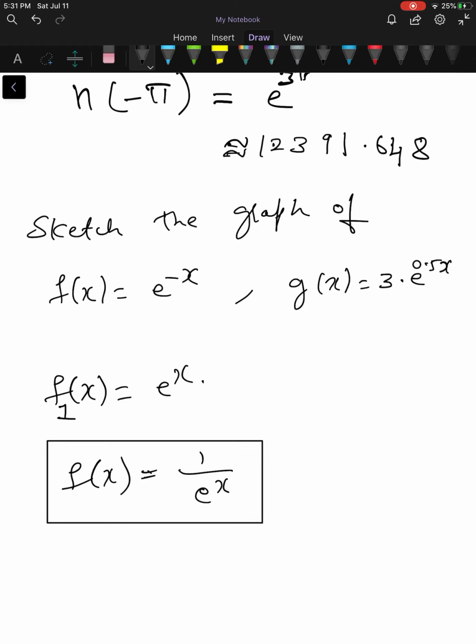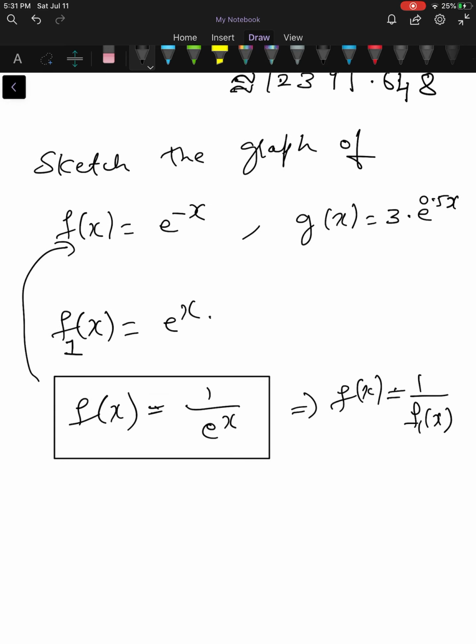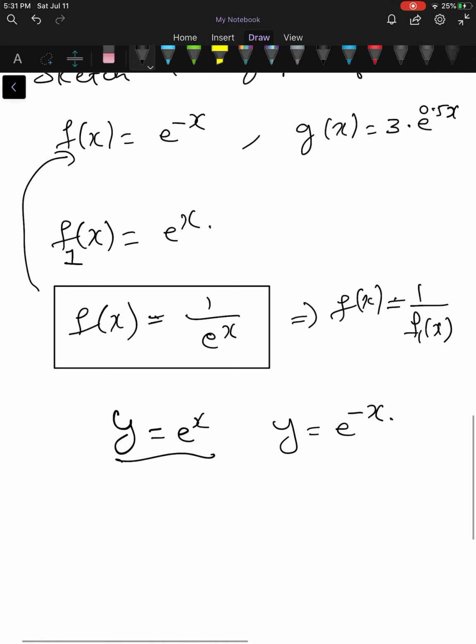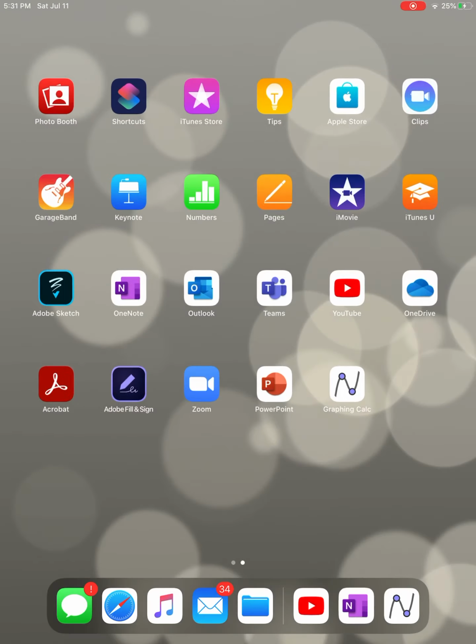So this is 1 over e power x, that is, f of x is nothing but 1 over f1 of x, correct? So this f of x is nothing but the reflection of f1 of x. So we start with the graph y is equal to e power x, and we reflect this original graph in the y-axis to obtain the graph y is equal to e power negative x. So this is a kind of transformation that you can see.